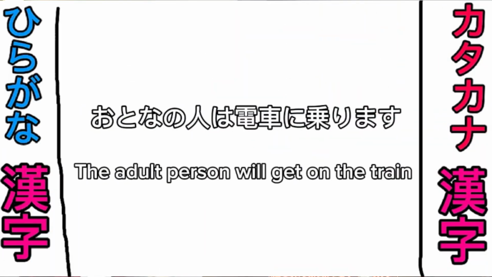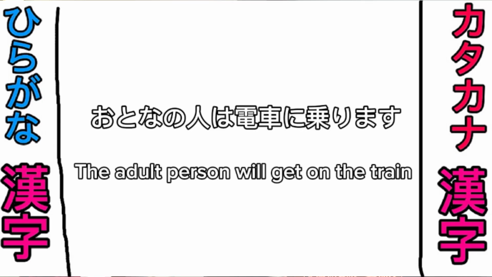So the order of formation would be location plus ni. Let me give you two sample sentences to help you tell the difference between the usages. The first example will be the destination example. 大人の人は電車に乗ります. Now, let's break that sentence down.